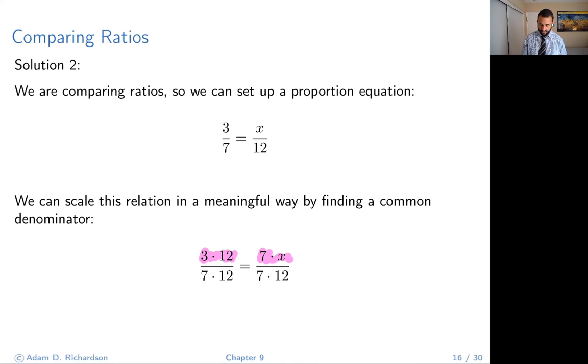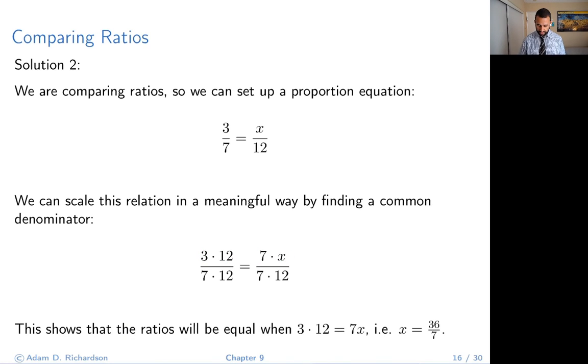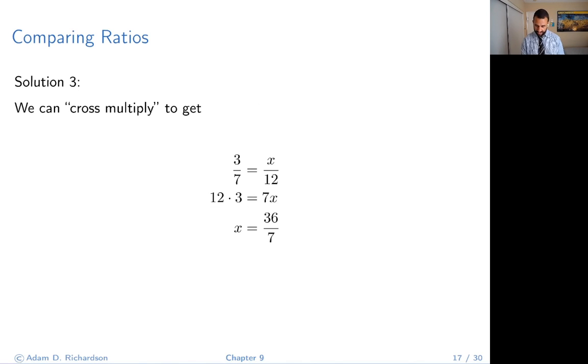There you go. And that'll give us the answer. So this shows that the ratios will be equal when 3 times 12 equals 7x, or in other words, x equals 36/7, right? And then I think the last way is cross multiplying. We can cross multiply to solve for x, right? We do this thing again, we go boom, boom, cross multiply, and then we get the same solution.